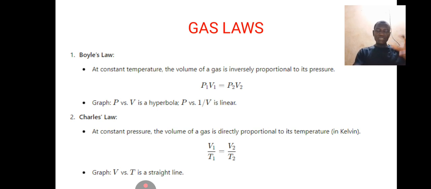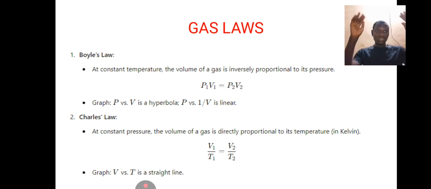All right, Boyle's law. Charles' law talks about temperature and volume, provided that pressure is constant. Remember, in Boyle's law, temperature is constant, so we are dealing with pressure and volume, while in Charles' law, we are dealing with temperature and volume. Pressure is constant this time around. And the type of relationship that exists between them is direct proportionality. That is, the volume of gas is directly proportional to temperature. If you increase temperature, volume increases also. That's direct proportionality. Anything that happened to this one will happen to this one.